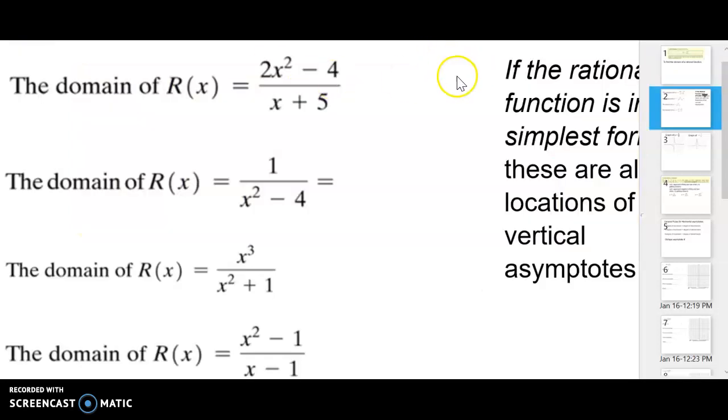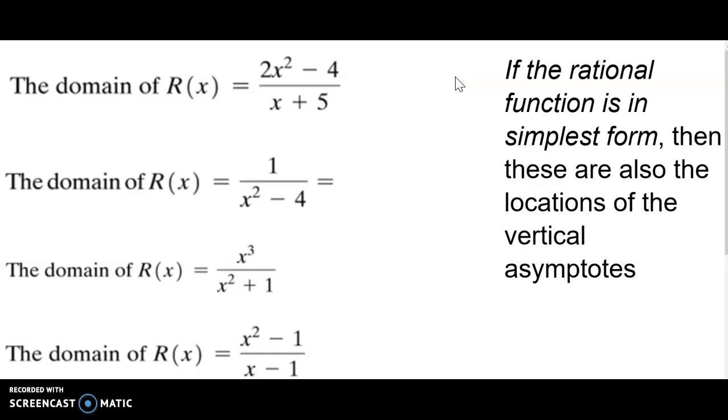We want to look at the domain and range of rational functions, but right now we're just going to look at the domain. Basically, we want to make sure that the bottom is not 0. And this is only true if the rational function is in simplest form: then the locations where the denominator is 0 are also the locations of the vertical asymptote.